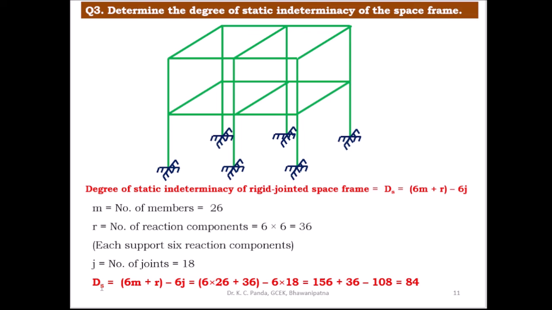Then after substituting the values of M, R, J, ds is equal to 6m plus r minus 6j is equal to 6 into 26 plus 36 minus 6 into 18, is equal to 156 plus 36 minus 108, that is equal to 84. So the degree of static indeterminacy of this space frame is 84.